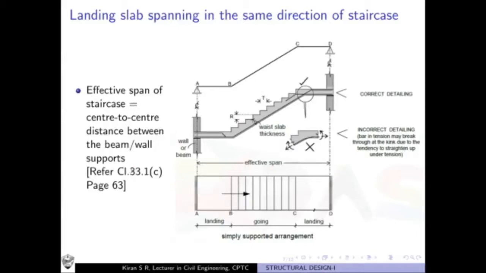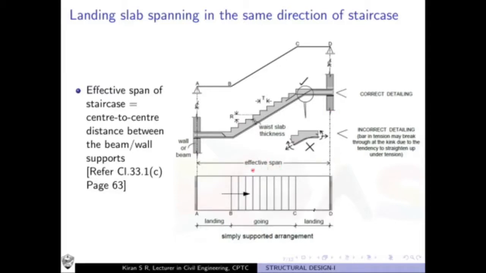So according to clause 33.1c of page 63, in this kind of staircase where the landing slab spans in the same direction of the staircase, we take the effective span of the staircase to be equal to the center to center distance between the beam or wall supports. So that is exactly what is shown here. You have support at both ends, which may be in the form of walls or beams, and the distance measured from the center of one support to the center of the other support, we call it effective span.